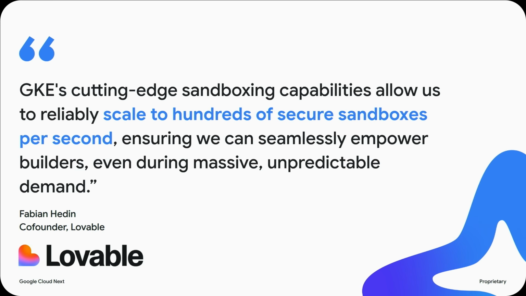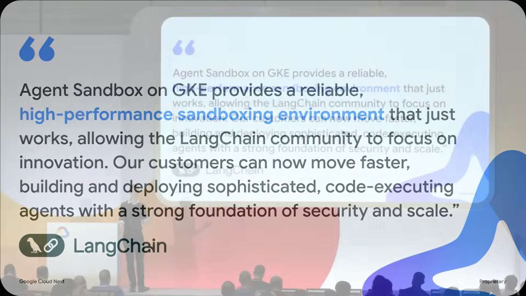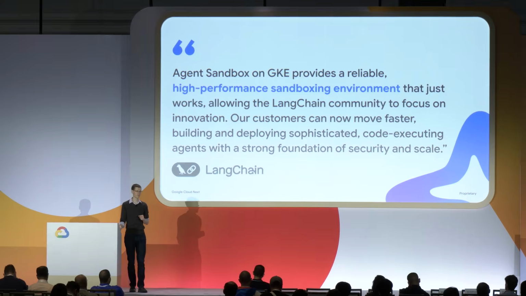Customers like Lovable are using GKE Agent Sandbox to scale to hundreds of secure sandboxes per second. And they're doing this to power their users, their customers, even during periods of very unpredictable demand. Customers like LangChain use Agent Sandbox on GKE to be able to get a high-performance sandbox environment. It just works. It allows them to focus on the things that add value to their business and not need to deal with some of the underlying infrastructure. They can focus on what matters most to their customers and their users.